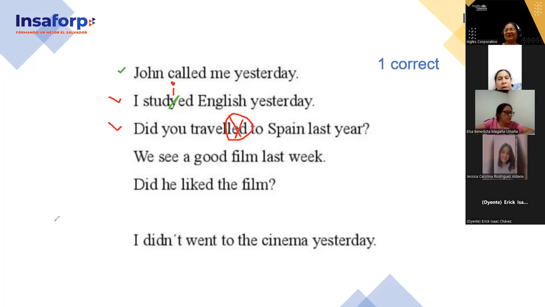We saw a good film last week. Okay. So we are going to cross this out, and then it is we saw a good film last week. Okay, good. Now it is correct.